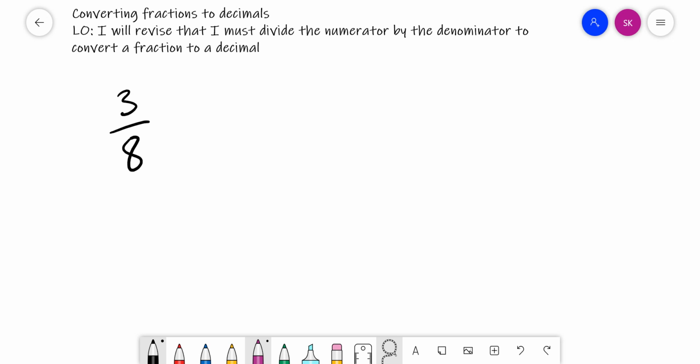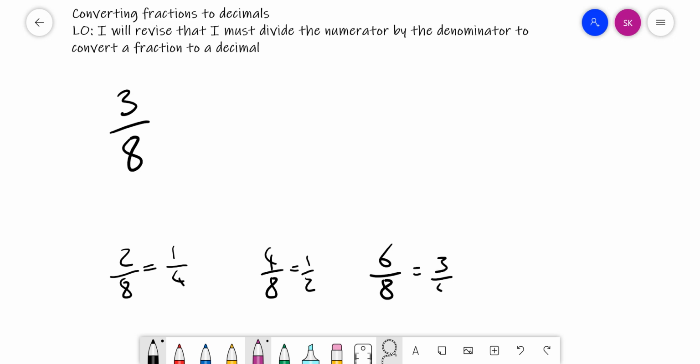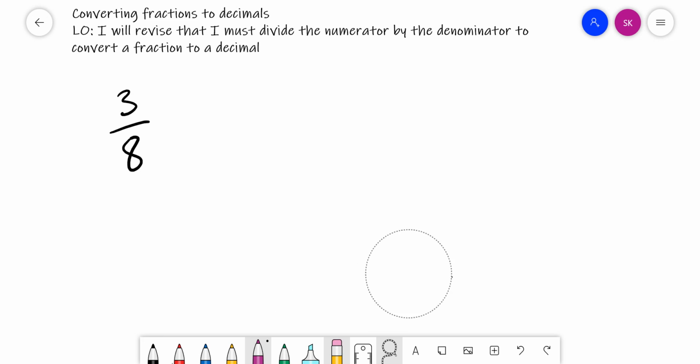You might be wondering why I didn't say 2/8, 4/8, and 6/8. I'll let you think about that. Why would I not expect you to memorize these? Well, because I'd hope that you already knew them. Because when we simplify them, they're a quarter, a half, and 3/4, which I expect you to know.